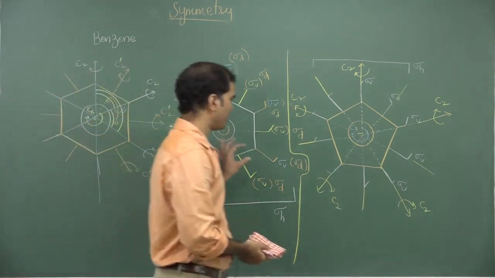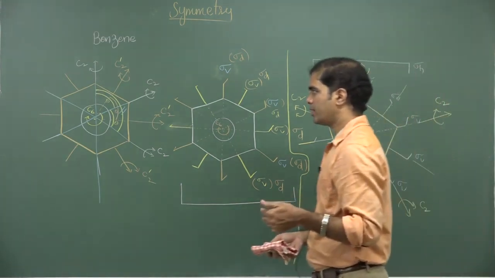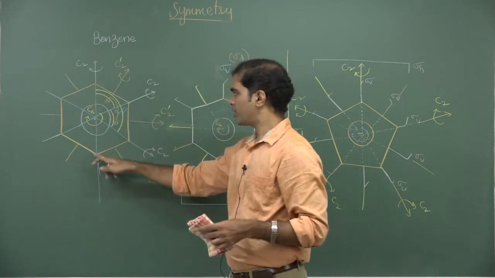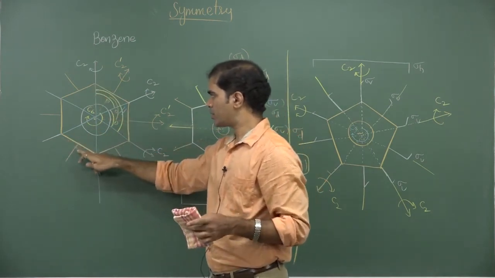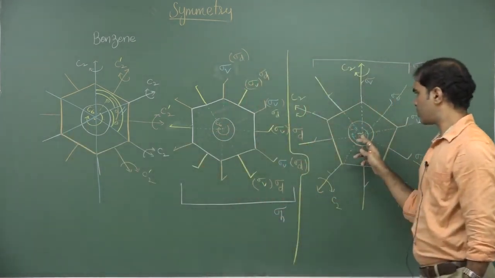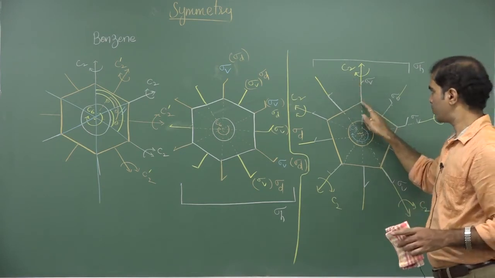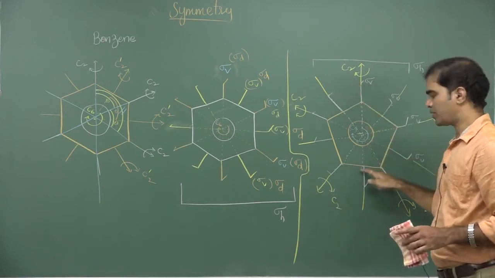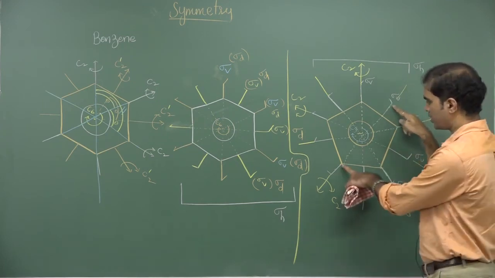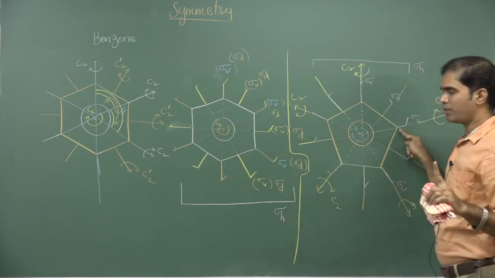In the case of benzene, in the case of PtCl4, or wherever the principal axis is even numbered, we have seen two different types of C2s. One C2 was passing through the opposite corners whereas the other C2 was passing through the opposite edges. Whereas when the principal axis is odd numbered, there is only one type of C2, and that one type of C2 will pass through a corner and an edge. So whichever C2 you choose, it is an edge and a corner. So there is only one type of C2.